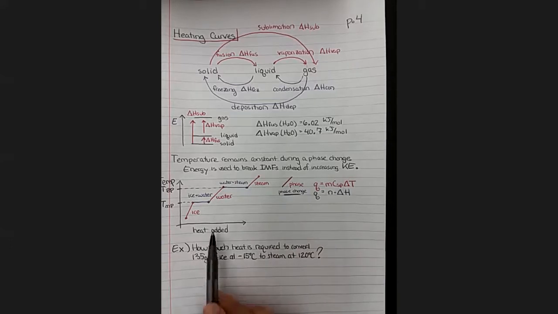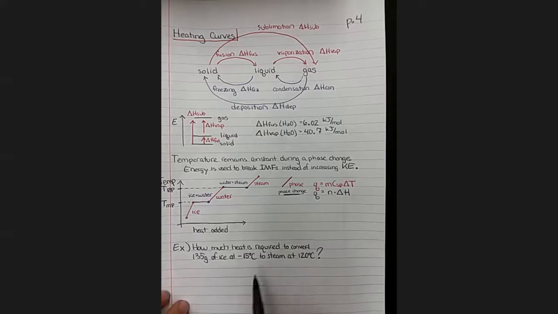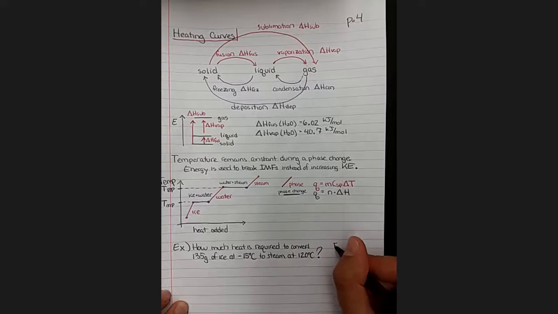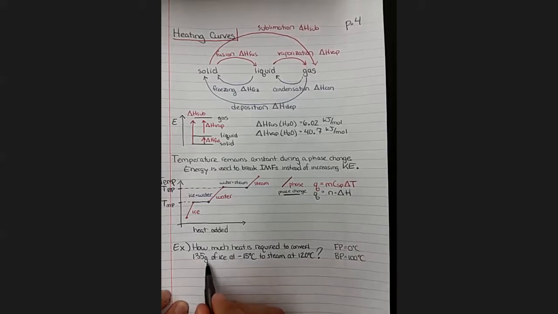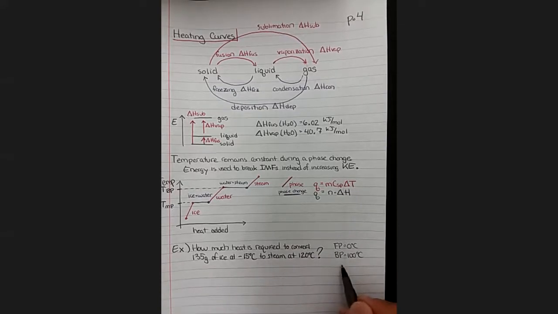If you didn't have a picture like this, I would recommend drawing a picture when you get a problem for calorimetry that involves more than one phase change. We want to first think about what the important phase change temperatures are. We know that the freezing point for water is at 0, and the boiling point for water is at 100. And we see that the temperature of the solid is below its freezing point, and that the temperature of the vapor is above its boiling point.